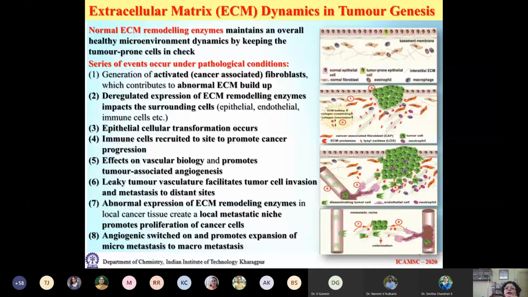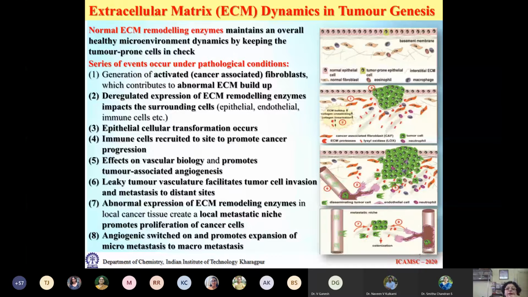What happens in the process? You see the point 2. This is the point 2, where the local environment gets affected. Then what happens? The epithelial cellular transformation occurs. You see, this is the epithelial cell which we have here, and this is where the transformation is occurring. The immune cells are utilized. Leukocytes are utilized to promote the cancer progression.